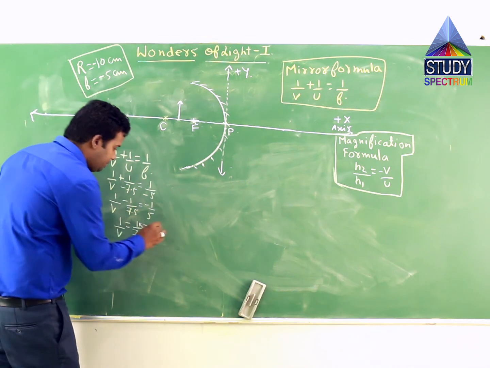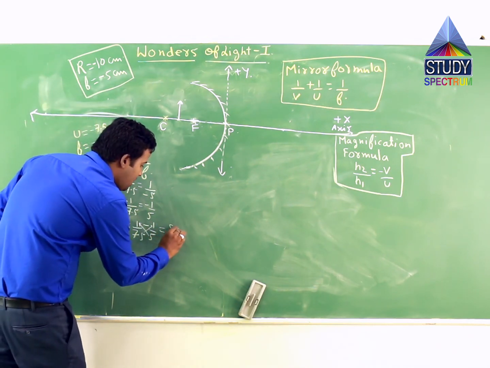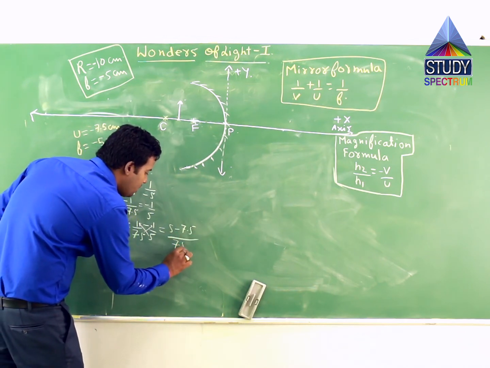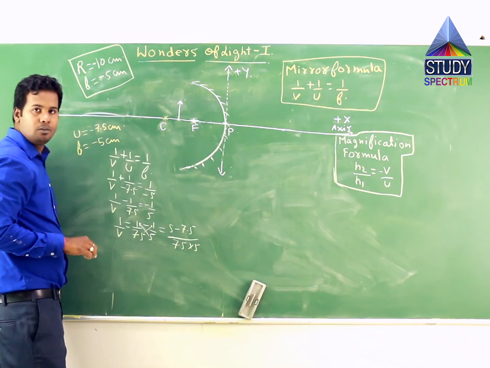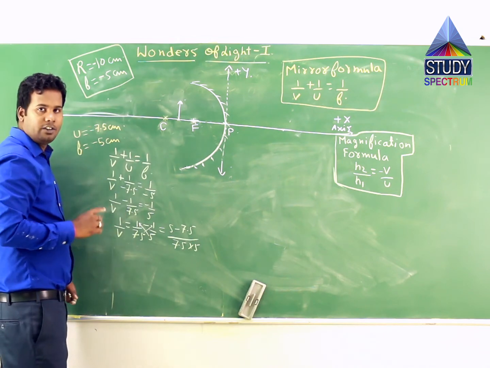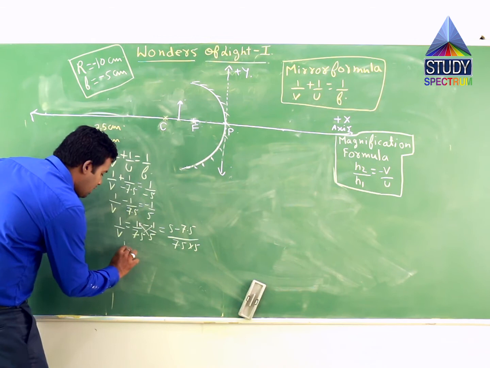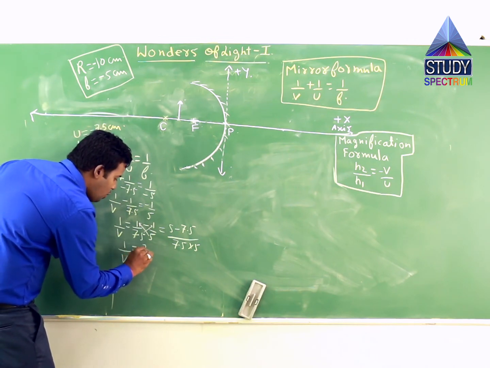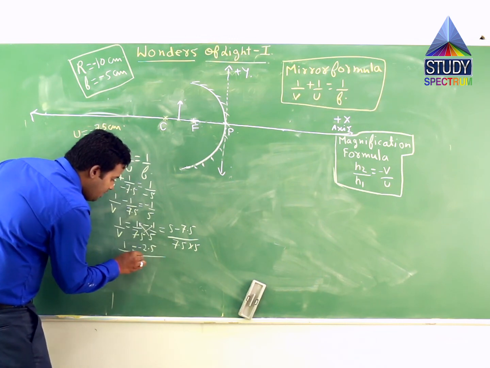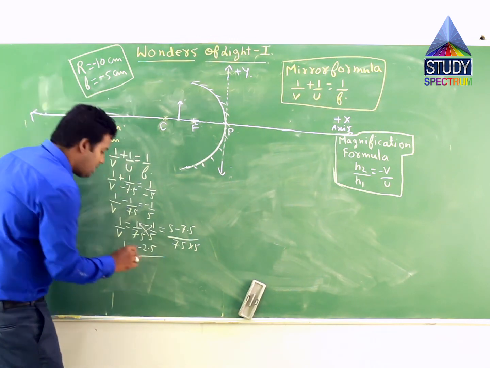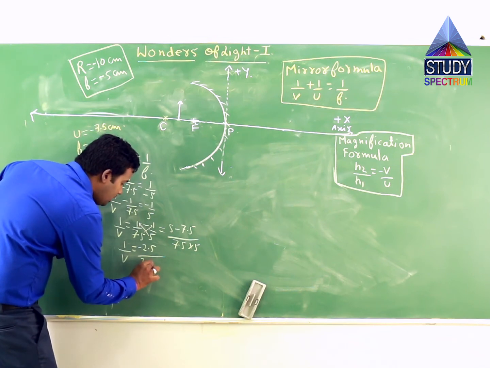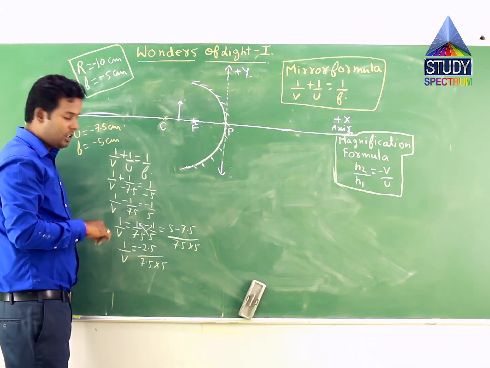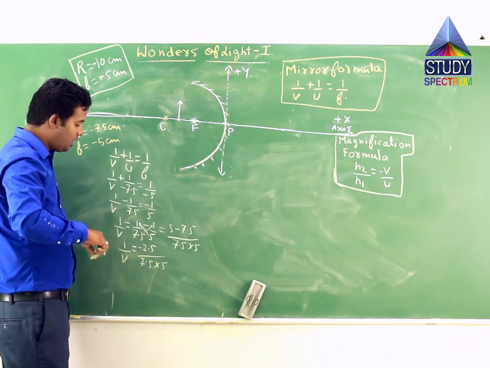So this becomes (5 minus 7.5) upon (7.5 into 5). Correct? If I solve the numerator, that is 5 minus 7.5, this will become 1 by V is equal to minus 2.5, and like I have done in every case, I will leave the numerator as it is without writing the result of denominator. I will leave the denominator as itself without writing the result of multiplication in the denominator.